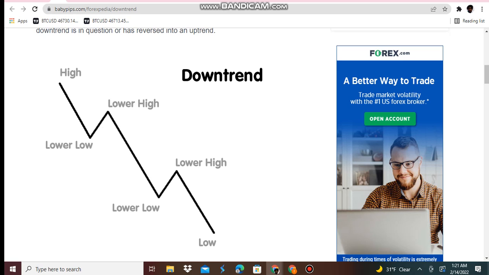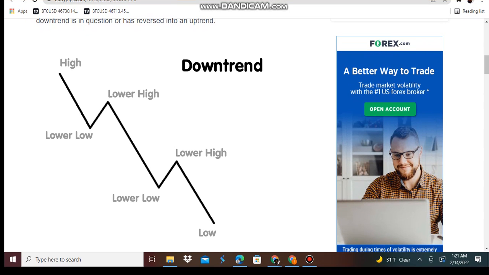As we're now in the downtrend, price is making lower lows and lower highs and lower lows and lower highs and lower lows. Extremely important for your psychology.